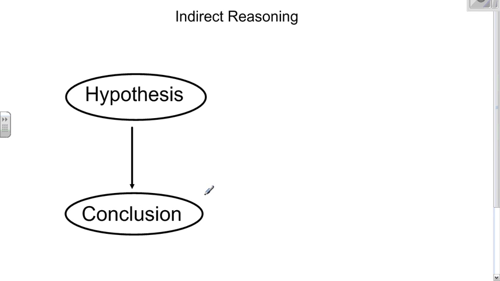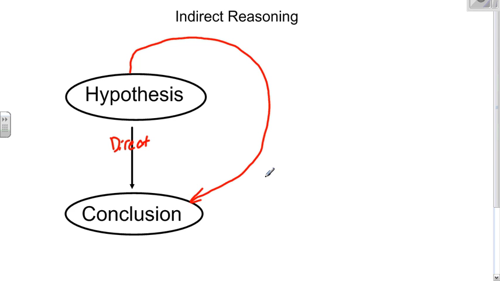Indirect reasoning is just like it sounds. It's basically the opposite of direct reasoning or deductive reasoning. In direct reasoning, you go from the hypothesis to the conclusion in a direct manner, using logical arguments. Indirect reasoning, you do basically the opposite. You start off in the complete opposite direction, but it still ends up coming around and reaching the same conclusion.